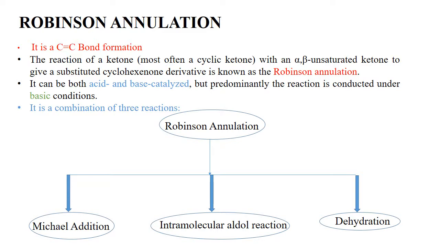The first reaction is the Michael addition. It means the enolate or the enol will be added to the alpha beta unsaturated carbonyl compound. As a result, a 1,5 dicarbonyl compound is formed. After the Michael addition, the next step, which occurs within the molecule in the presence of a base, is an intramolecular aldol reaction.